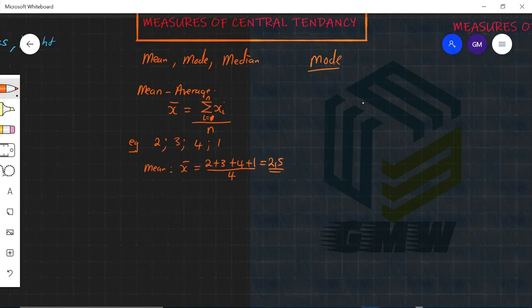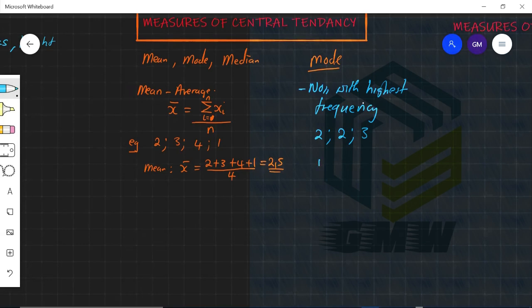Then we have the mode. When you hear mode, we are speaking of a number with the highest frequency, or a number that occurs the most, right? If I give you data like this, what is the mode? 2, because 2 appears the most. Are we good?